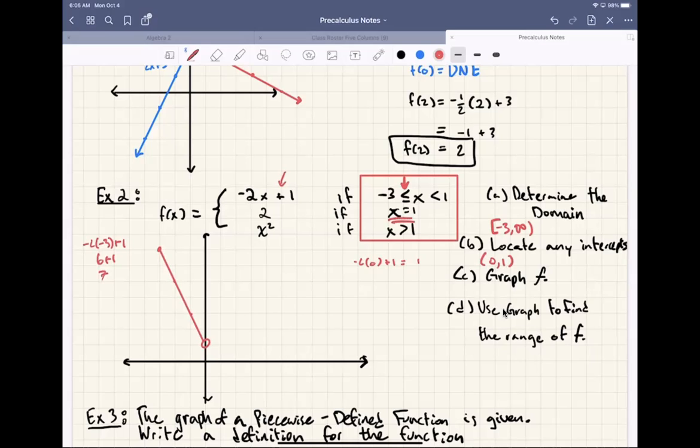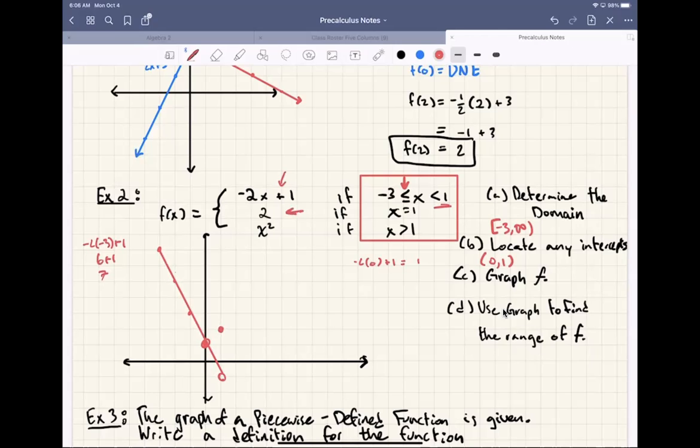Oh my gosh, I'm sorry, guys. That's where I made a mistake. Remember, it goes to 1. So we do have a hole here, and you're gonna keep going. Ta-da. But remember, we have a hole here because at x equals 1, our y is gonna equal 2 right here. If x equals 1, y is 2.